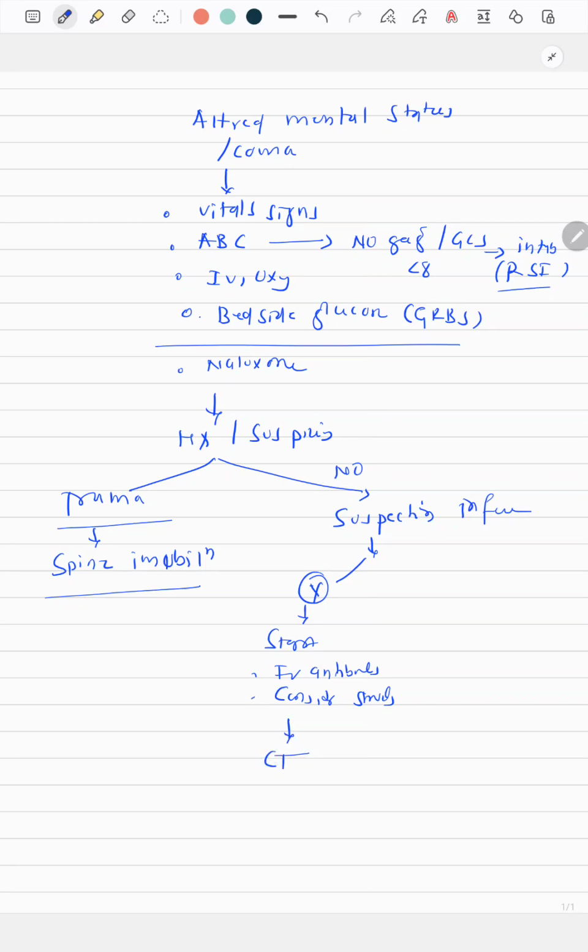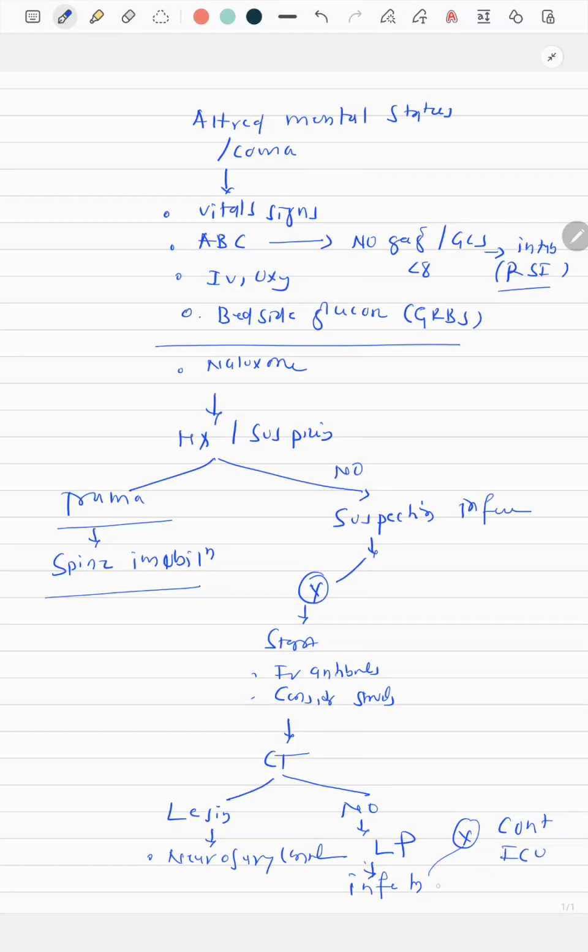Then do imaging of CT brain. If there is any lesion in CT, neurosurgery consultation and referral. If there is no lesion, you should do lumbar puncture. If lumbar puncture shows any infection, you should continue antibiotics, ICU admission.